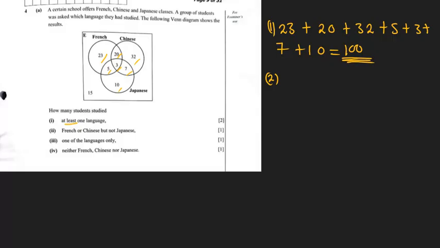French or Chinese, those that studied French or Chinese but not Japanese. So you are going to remove Japanese, then get everyone who studied French and Chinese. So you're going to remain with 23, this one, and this one. You remove everything of Japanese. What's the answer? 75. One of the languages only.